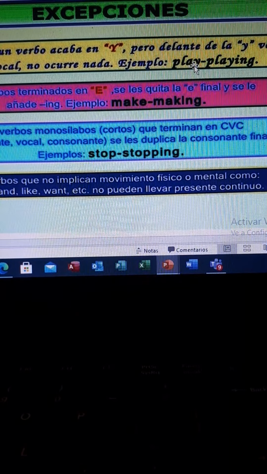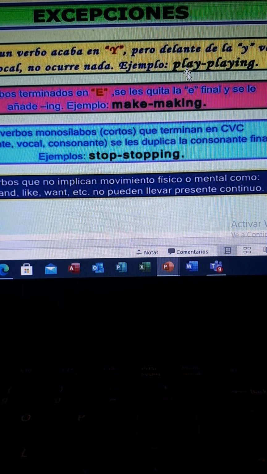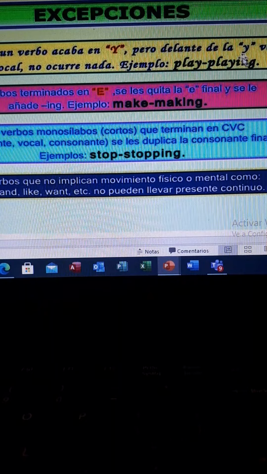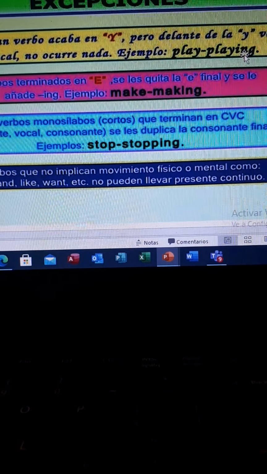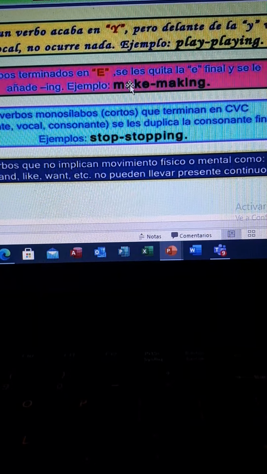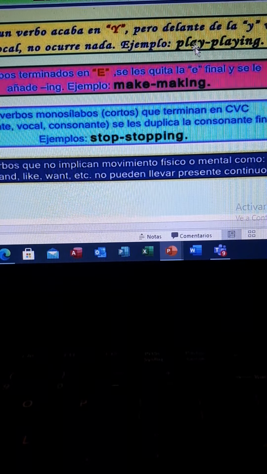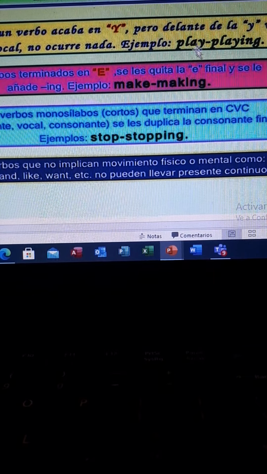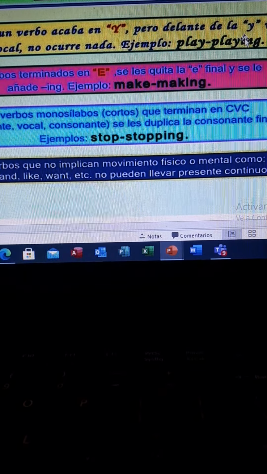Si es una sílaba y termina en Y y es una vocal antes de la Y, simplemente va el ing. Se queda el ing, no se quita la Y. But this applies only when there is an A before the Y. Not an E, not an I, but the A before the Y: the Y stays and you add ing.